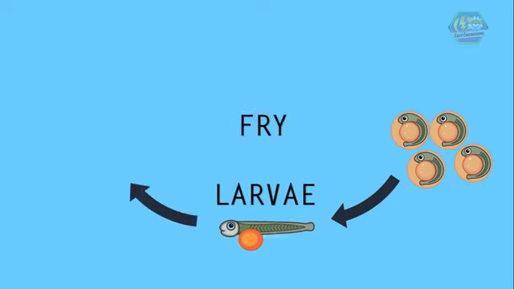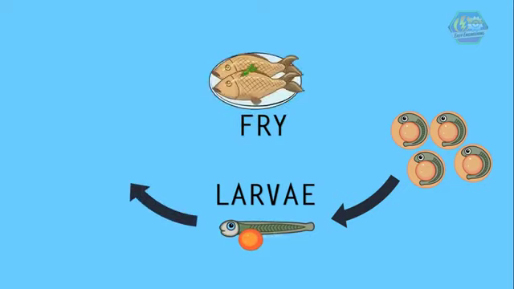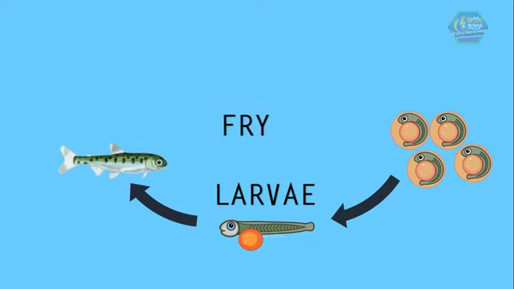Next is the fry. When you think of fry, you might imagine frying a fish or a chicken, but this is not the case. These are young fishes. Once the yolk sac is fully consumed, they are ready to start eating on their own. Usually, they are cold fried during the first few months.